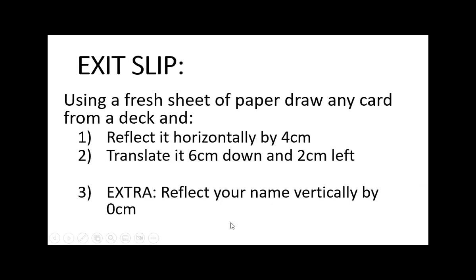On your 3rd sheet of paper, this is what your card's going to be now. I want you to take your card. You can orient it any way you want. You can have it where it's taller or wider, up to you. And I want you to reflect it horizontally by 4 centimeters. That means your playing card. So I want you to reflect it horizontally by 4 centimeters.